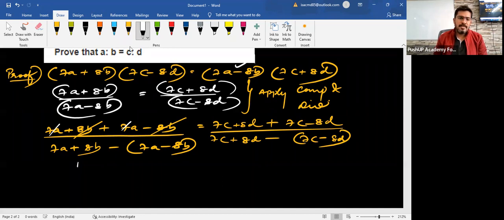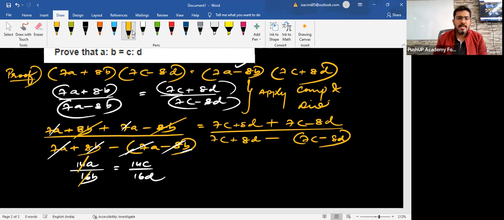7A plus 7A, which is 14A, divided by, now children, 7A plus 8B, when you open this bracket, now it becomes minus 7A plus 8B. So the 7A and minus 7A will get eliminated. 8B plus 8B will give you what? 16B. Similarly, on the other side, you will have 14C divided by 16D. Very simply, you can cancel 14 by 16, 14 by 16 from both the sides. So you end up getting A by B is equal to C by D. So you can say A, B, C, D are in proportion. All right.